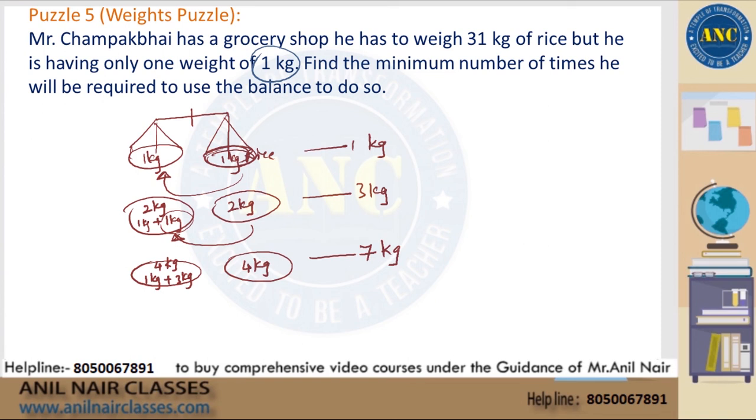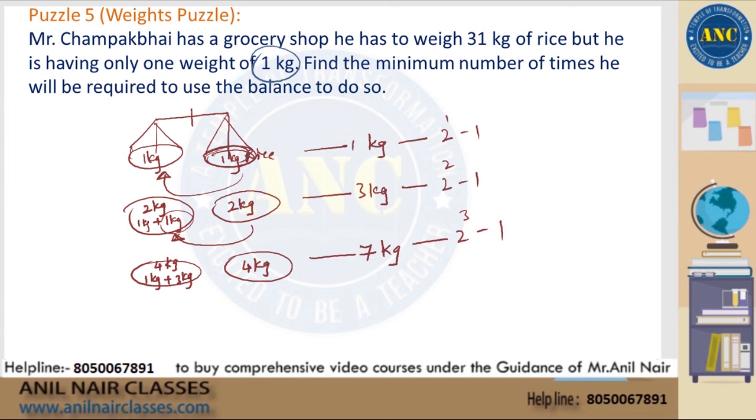Instead, we need to look for a pattern in what is happening here. See, if you observe the numbers 1, 3 and 7, you can see 1 is 2 power 1 minus 1. 3 is nothing but 2 square minus 1. You can see that 7 is 2 cube minus 1, right?